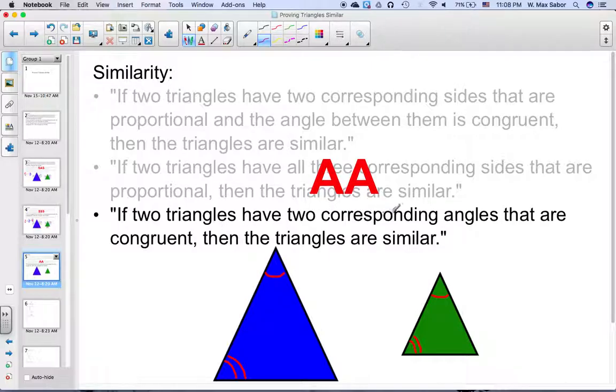And if two triangles have 2 corresponding angles that are congruent, then the triangles are similar. Notice that this is 2 angles and there are no sides necessary to say that they're similar. Also, the angles don't have to be proportional. Actually, they are not going to be proportional. They have to be congruent angles. So let's do some examples.